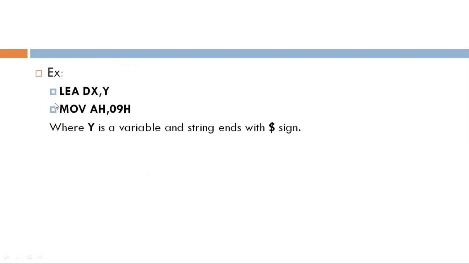Example, LEA, which stands for load effective address, DX, Y and MOV AH, 09H. Here, the variable Y is a string whose address I'm loading into the DX register, and the string ends with a dollar symbol. So if I execute this instruction, the string will be displayed onto the screen. Suppose the string doesn't end with a dollar symbol, then it will enter into a looping state.